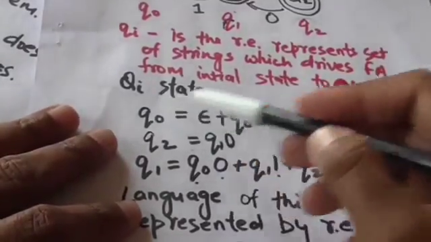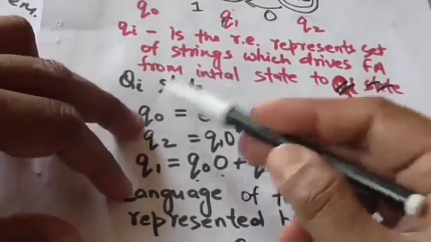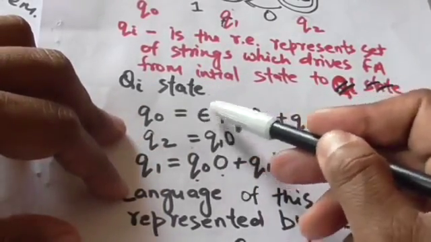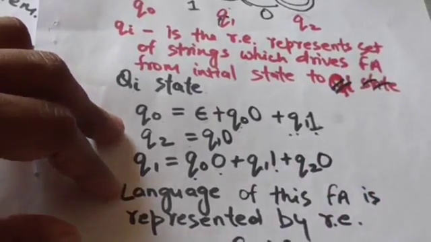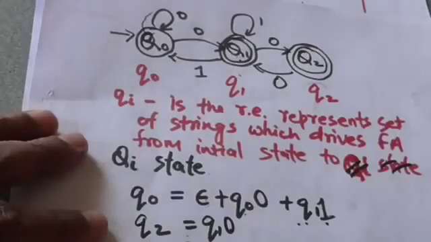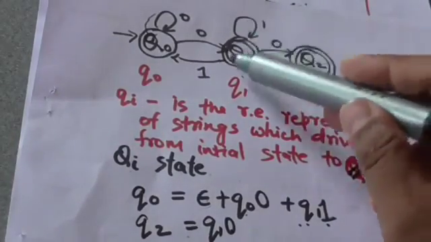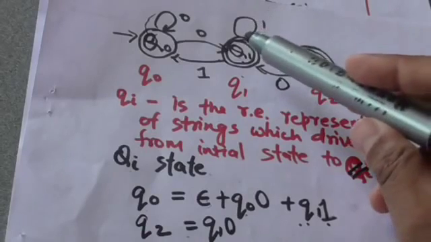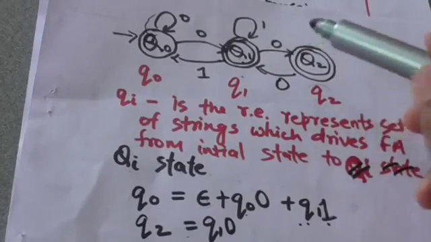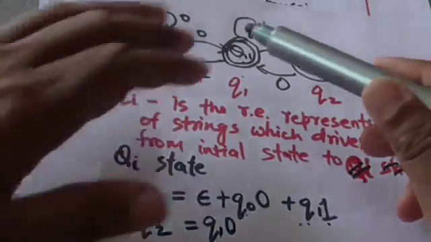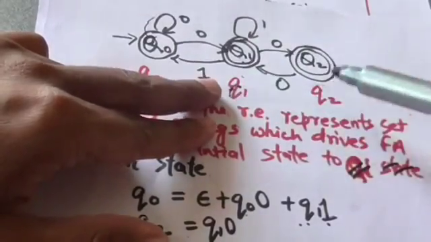So similarly, Q2 will be equal to Q1 0, Q0 equals empty plus Q0 0 plus Q1 1. Now see, in this finite automata there are two final states, Q1 and Q2. So the language of this finite automata will be represented by the regular expression Q1 plus Q2, right?